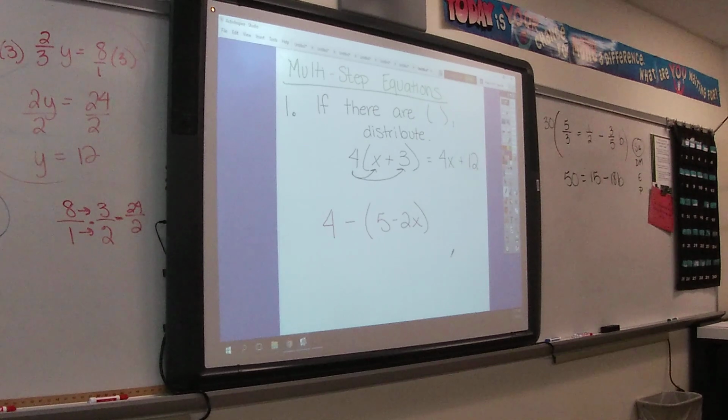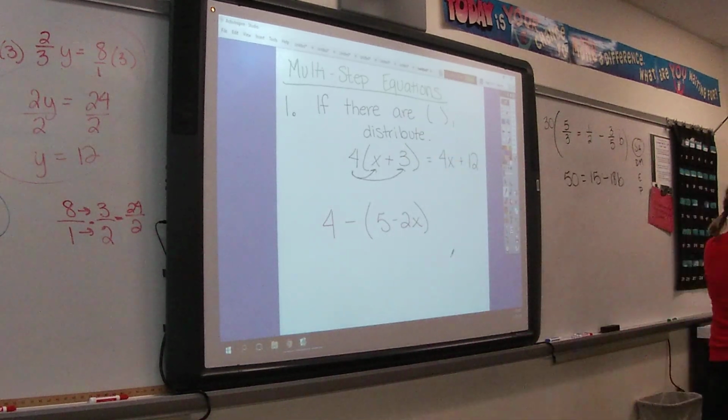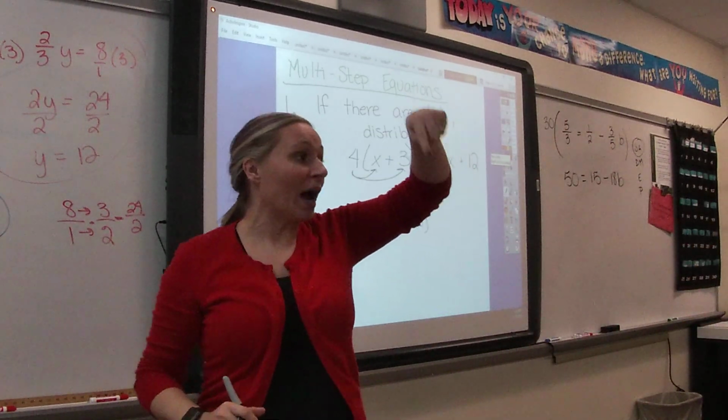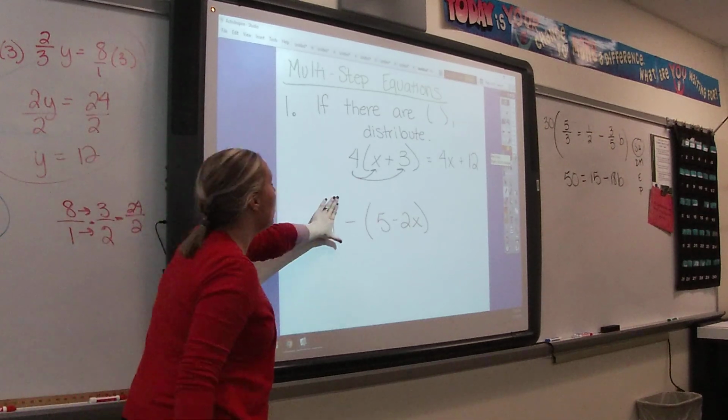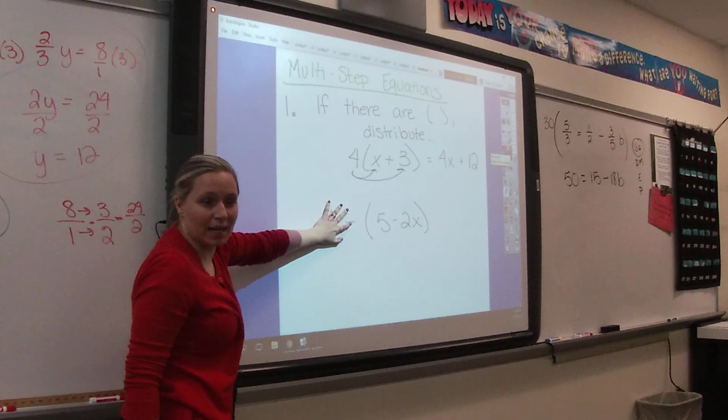So if we are given 4 minus 5 minus 2x in parentheses, does this problem have parentheses? Yes. So do we need to distribute? Yes. What do we need to distribute? We need to distribute the negative sign. Same rules as before, right? What's directly in front of it? This 4 is too far away. And what number is sitting next to this negative sign?